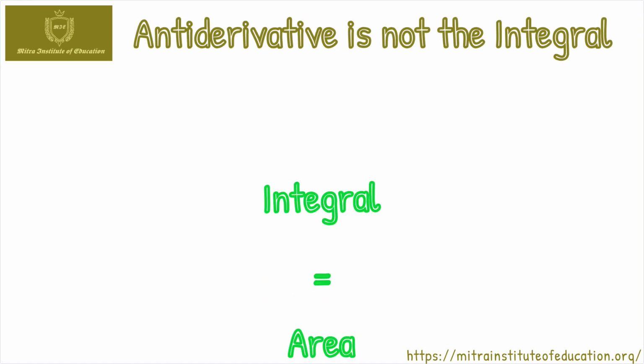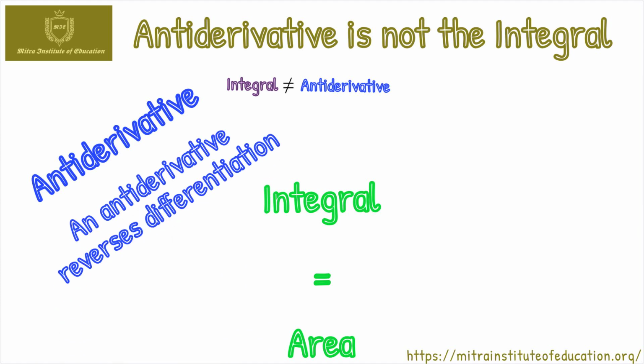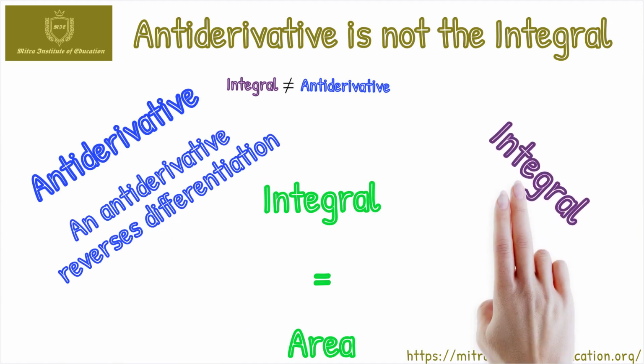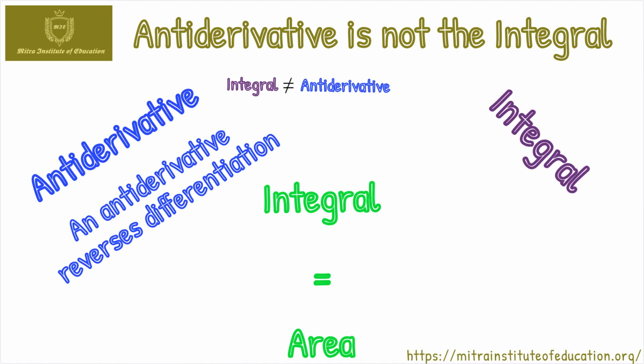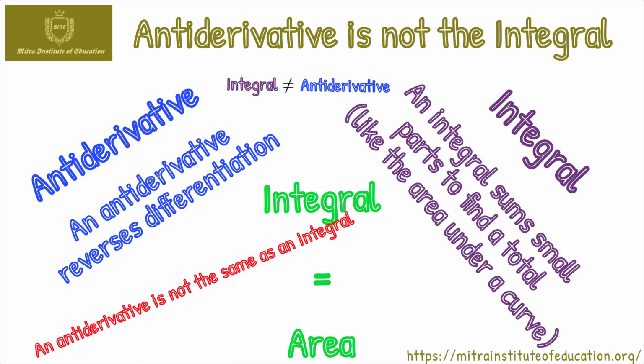Now that we have the definite integral, it allows us to calculate the area under the curve of f of x, within a given interval. But here's an important point. The concept of an integral is fundamentally different from the concept of an antiderivative. An antiderivative reverses differentiation. An integral, on the other hand, sums small parts to find a total, like the area under a curve. So, we can confidently say this: an antiderivative is not the same as an integral.